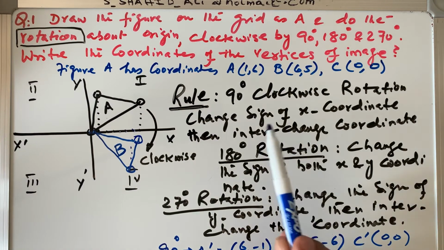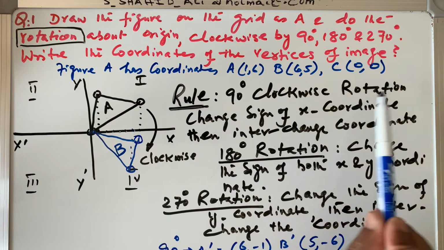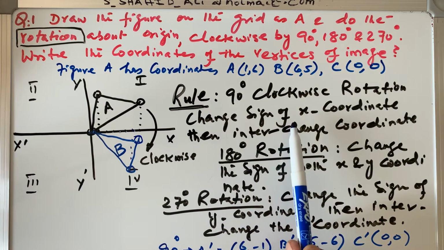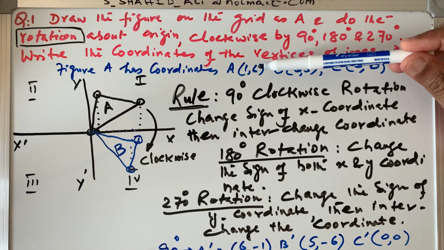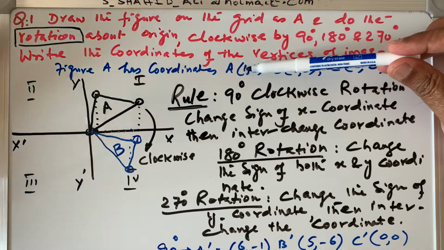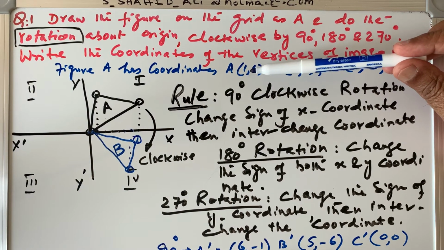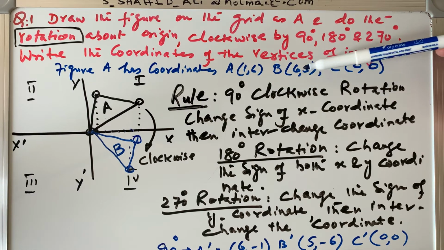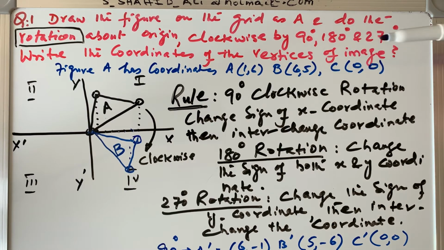How to get the coordinates? A 90 degree clockwise rotation means change the sign of the x coordinate. So the x coordinate will be minus 1, right? And then flip it, so 6 and minus 1. Again here, change the sign of the x coordinate, so minus 6, and flip it. Flip means the x coordinate becomes y and the y coordinate becomes x. So 5 and minus 6. 0, 0 doesn't have any impact.